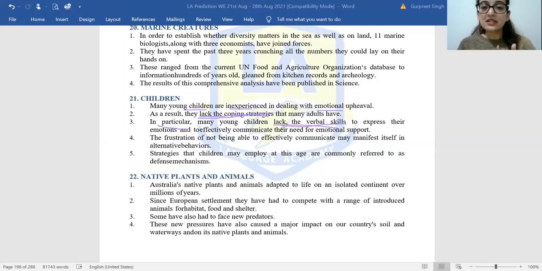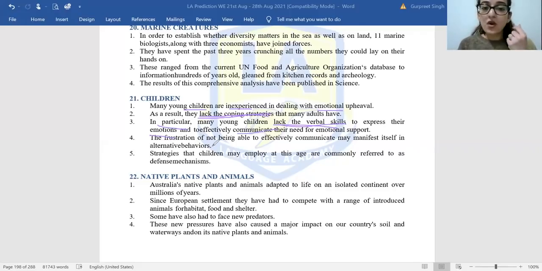The elements in this sentence: they lack verbal skills. They don't have verbal skills. Verbal is to speak, to communicate, to express their emotions. So we understand what they're saying, and effectively communicate their need for. So they are unable to communicate that they need help. They are unable to express how they're feeling, their emotions, good, bad, happy, sad, whatever.